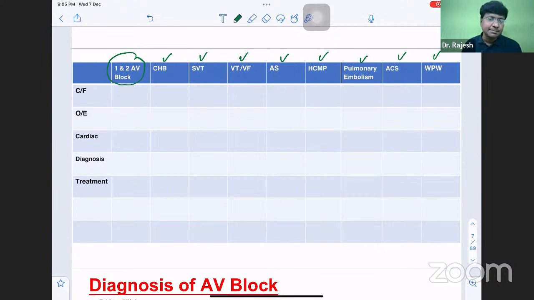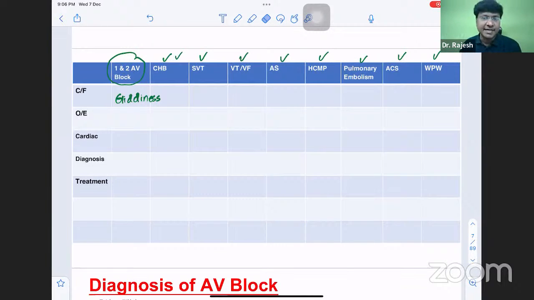But as we are discussing complete heart block, parallelly, I just want to discuss first and second degree AV block as well, because usually they cause giddiness or exercise intolerance. Which ones? The first as well as second degree AV block. Now, if you take the clinical features in case of first and second degree AV block, the clinical features will be mainly giddiness or exercise intolerance. Whereas complete heart block will present with a syncopal attack. The individual can also have giddiness.